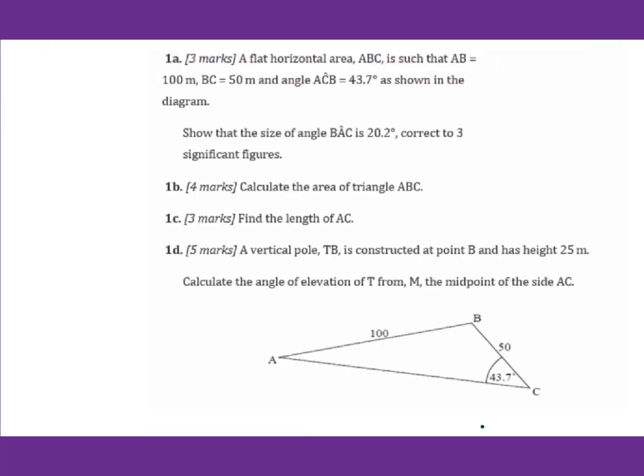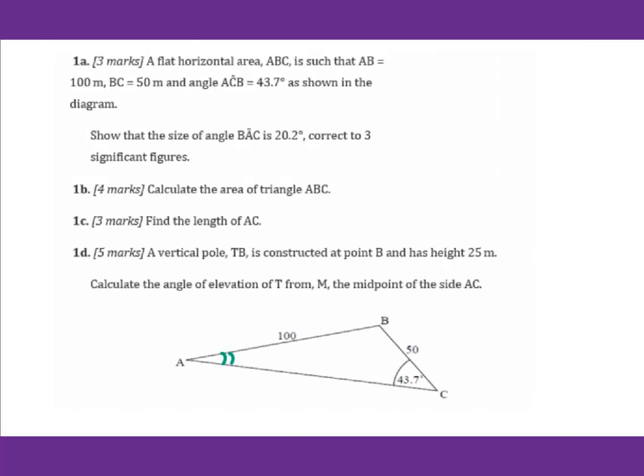1a. A flat horizontal area ABC is such that AB is 100 meters, BC equals 50 meters, and angle ACB is 43.7 degrees as shown in the diagram. Show that the size of angle BAC is 22.2 degrees, correct to three significant figures. We are looking for BAC.